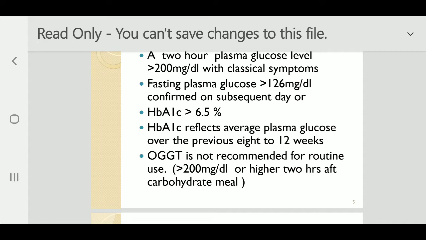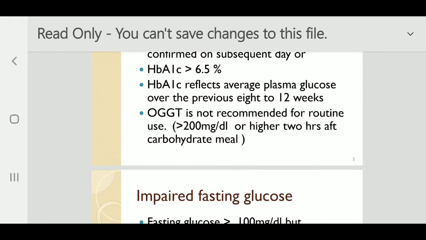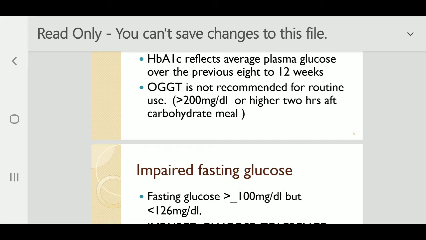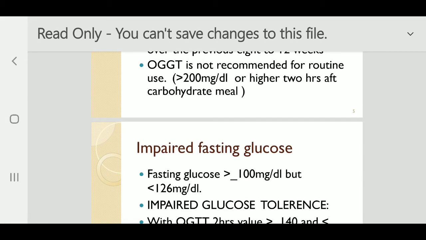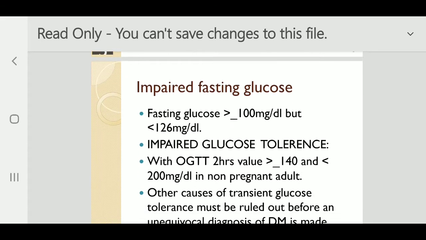HbA1c, or A1c, is a type of hemoglobin that allows the plasma glucose to be monitored over the previous 8 to 12 weeks. When we say fasting plasma glucose, what do you mean by fasting? That is not having eaten any food for the past 8 to 12 hours. That is fasting plasma glucose. OGTT, that is oral glucose tolerance test, is not recommended for routine use. It is mostly used in cases of gestational diabetes mellitus.